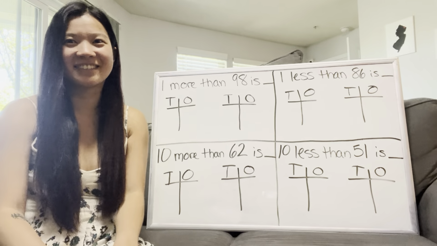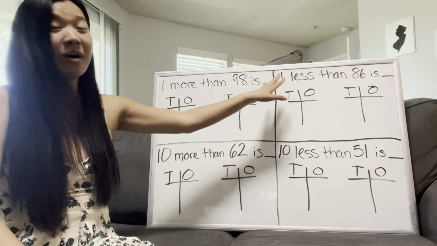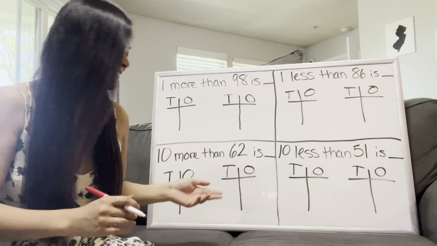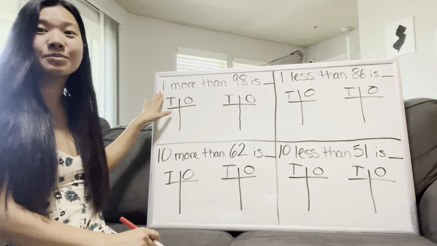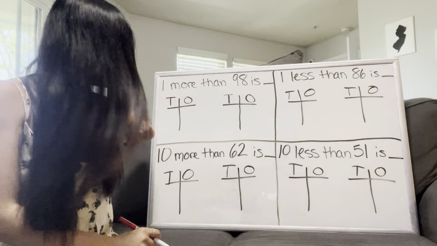Hi, I'm Natalie Bruton, and today we're going to be using the arrow way to show 1 more, 1 less, and 10 more and 10 less. So our first problem here says 1 more than 98 is.